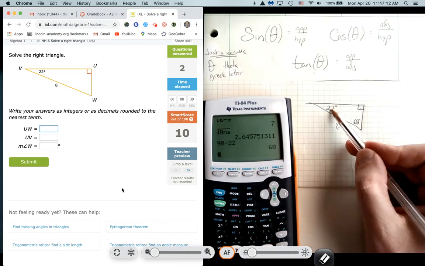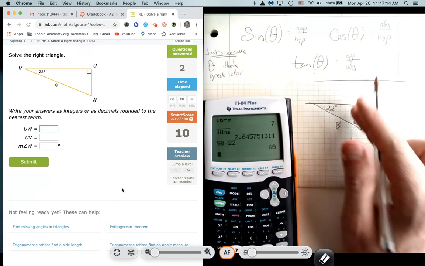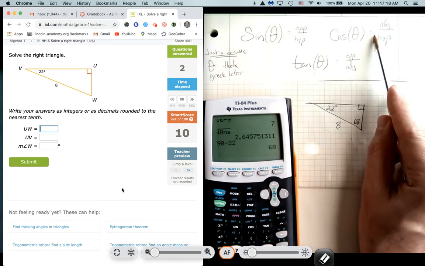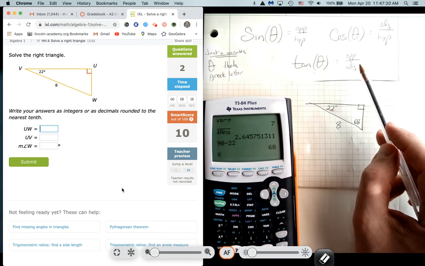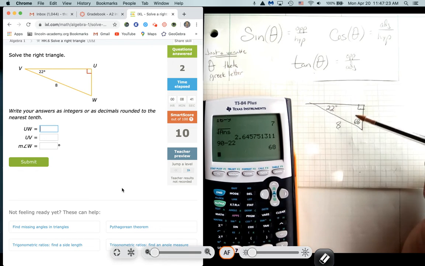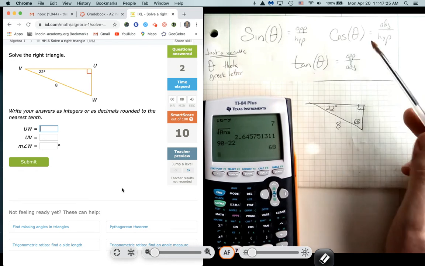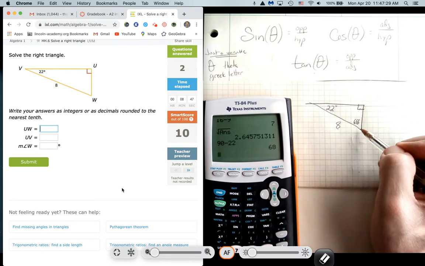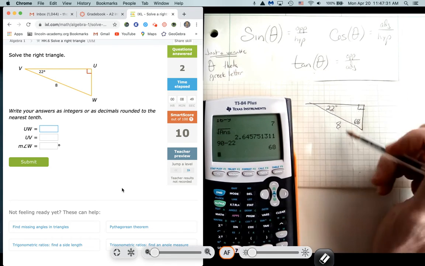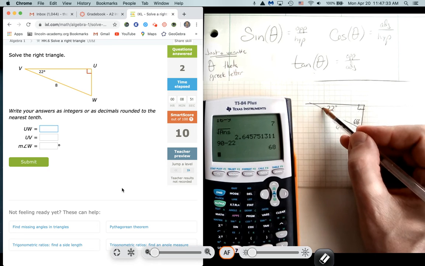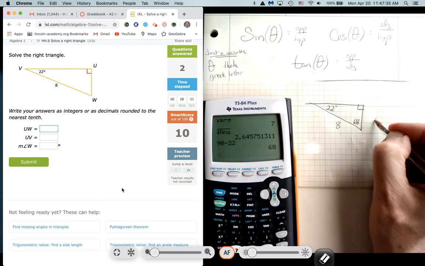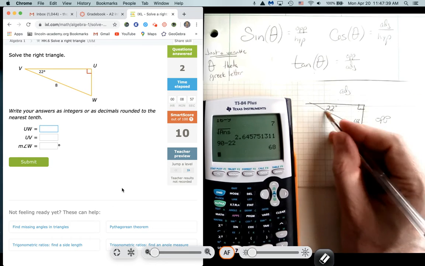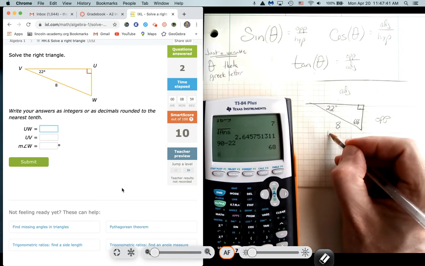Now again, I'm just going to use one of the trig functions. And by the way, if the first trig function you pick doesn't work, then try another one. In other words, if you tried sine and it didn't use this 8, then I would use cosine or tangent. Just be careful. Maybe you want to actually label these sides. If I'm referencing this angle 22, then this side would be the opposite. This side would be the adjacent. This side, which is across from the right angle, is my hypotenuse.